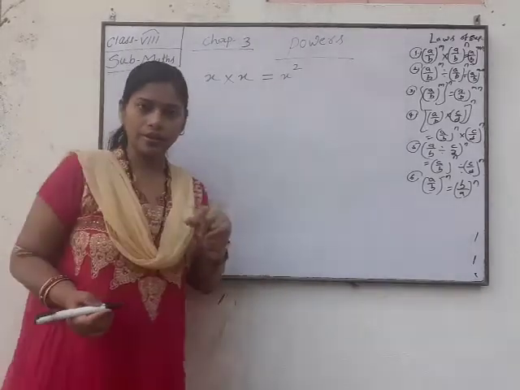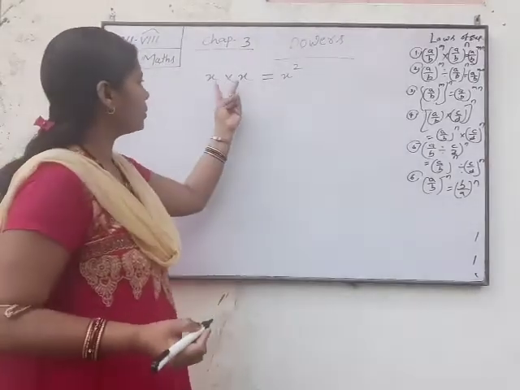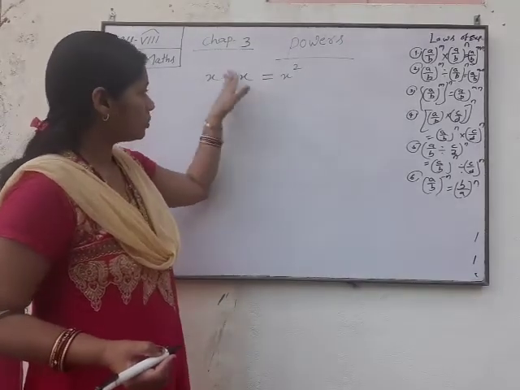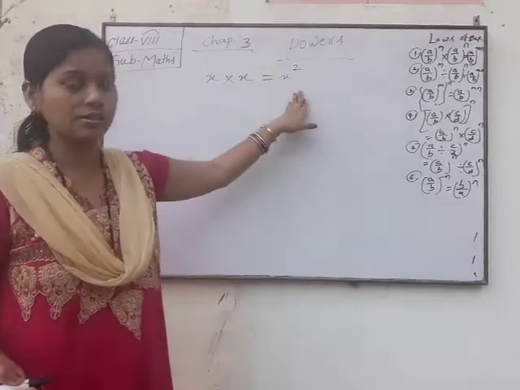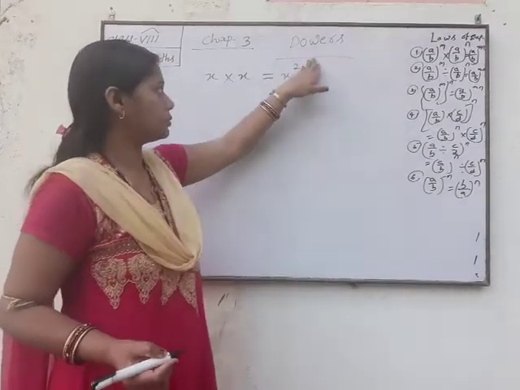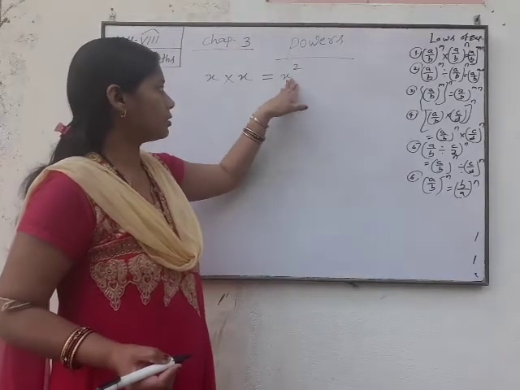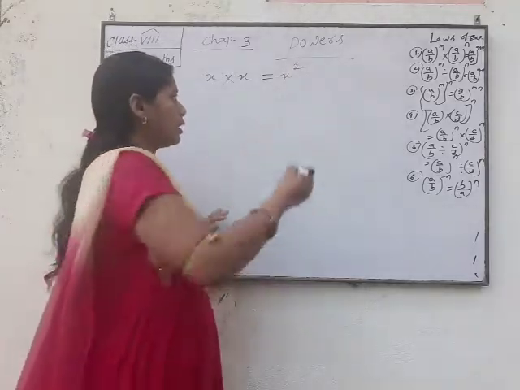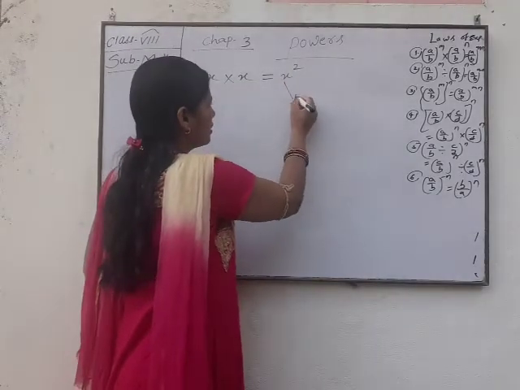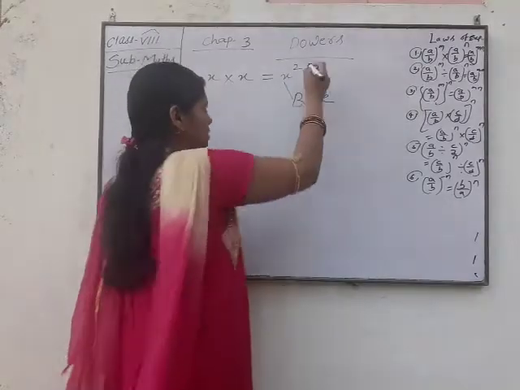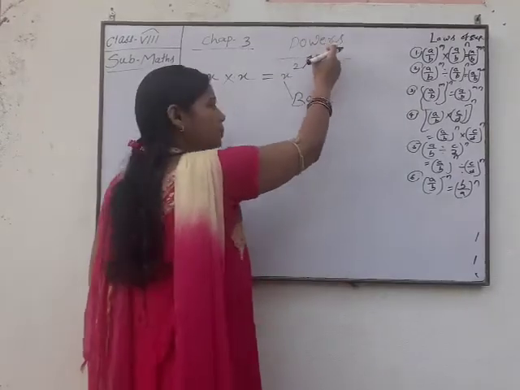Your product is x square. It means x is multiplied 2 times, so the product is x square, x to the power 2. This is read as x to the power 2. Here x is the base, and 2 is called the power.